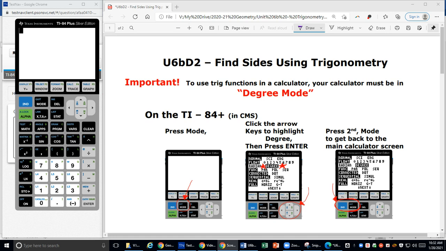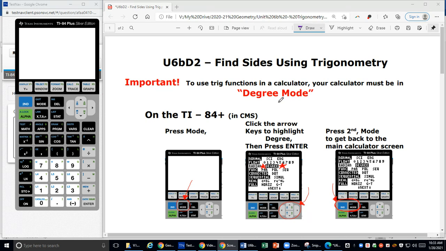Hi, welcome back. In the last video, we looked at how to set up our problem so that we can use our trigonometry to find the length of a side in a right triangle. And the first thing we said was super important is that we make sure our calculator is in degree mode.